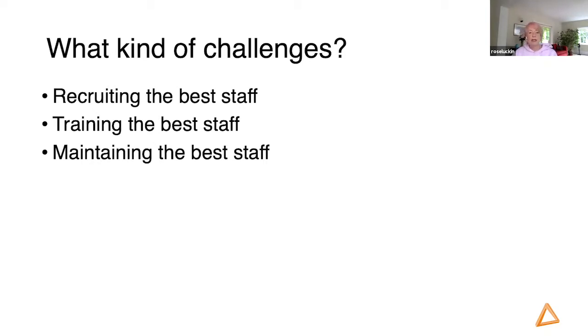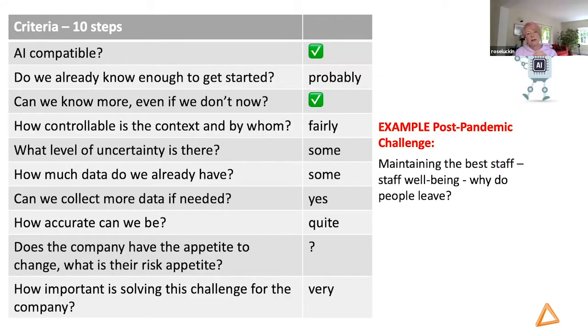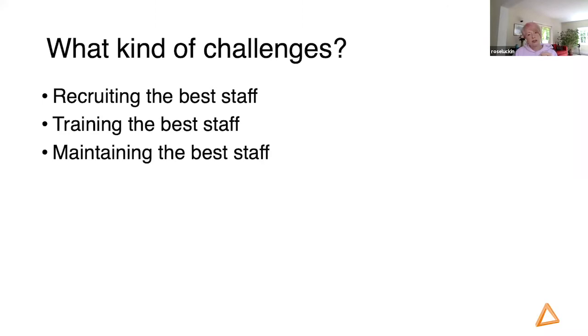We talked about recruiting the best staff, training the best staff, and maintaining the best staff. And that included staff well-being. And we used the 10-step criteria for deciding whether this would be a challenge that we should prioritize in business and make it the focus of our attention as we get AI ready. So we looked at these as 3 different challenges, i.e. recruiting the best staff, training the best staff, and maintaining the best staff.